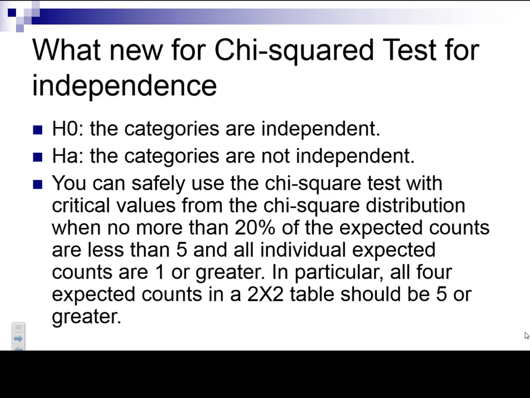Again, same rules as before. No more than 20% of the expected counts can be less than 5, and none of the counts can be less than 1. So it's the same rules as before. So don't have to get all crazy about that.